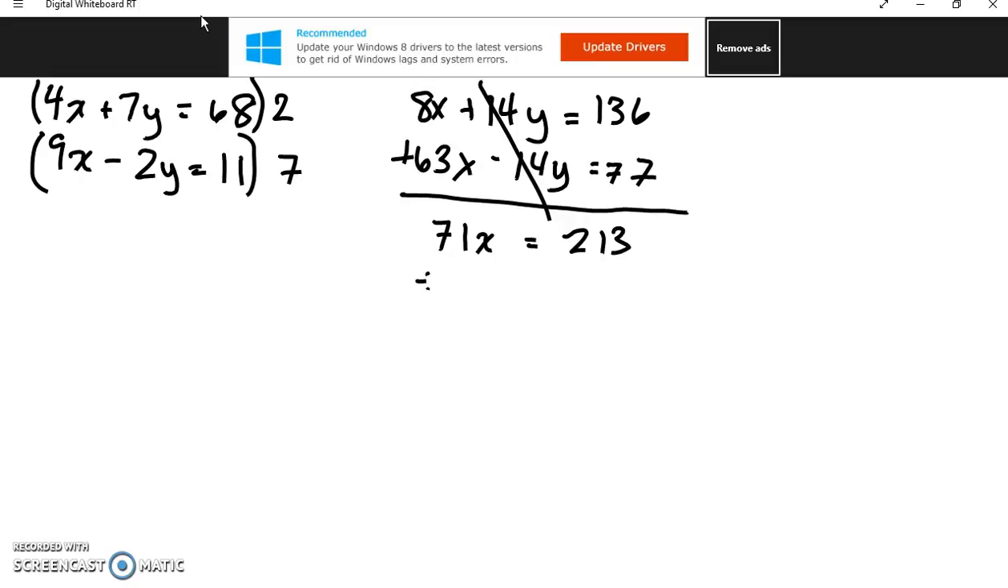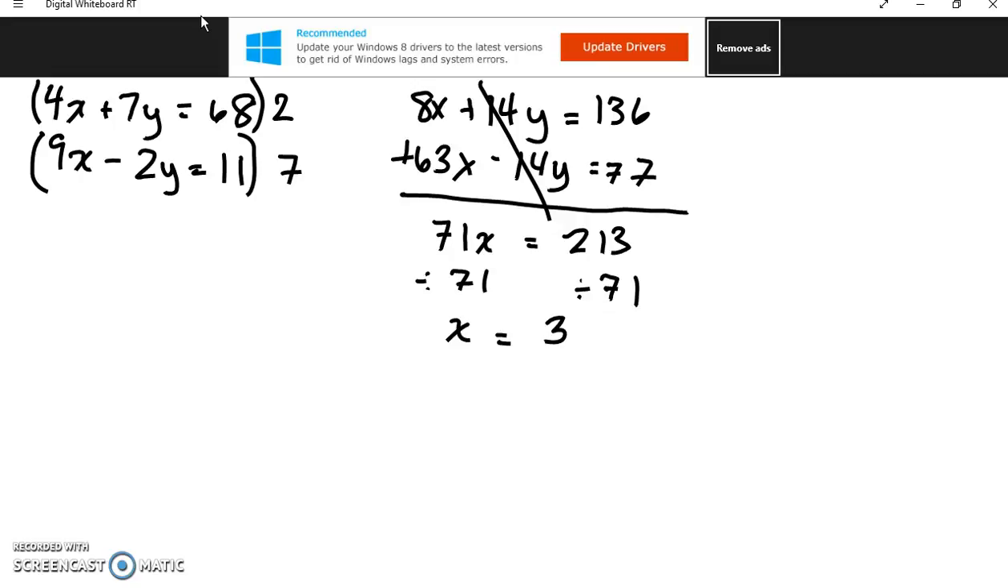I'm going to divide both sides by 71. And x is going to leave me with a nice clean value of 3. And I mean that by saying I don't have any decimals, I don't have any recurring decimals, there's no weird looking fractions, all of which are possible, but it tends to be that these are a little bit nicer.